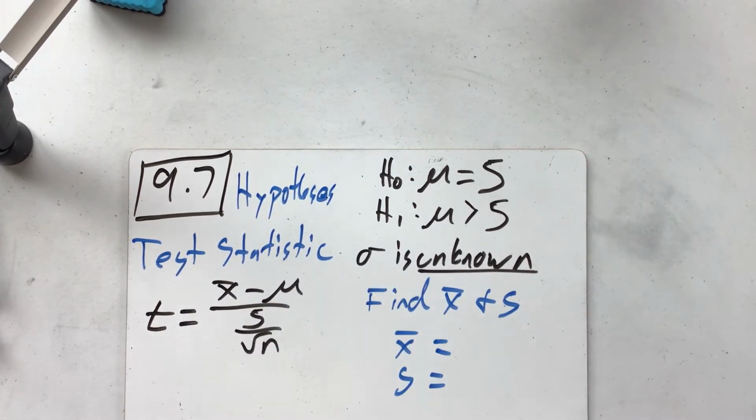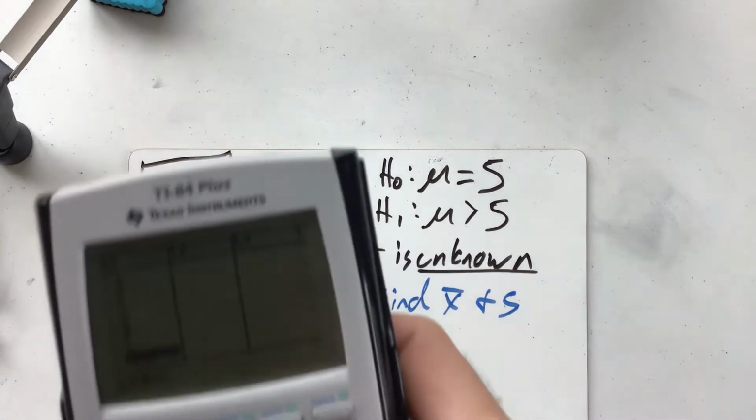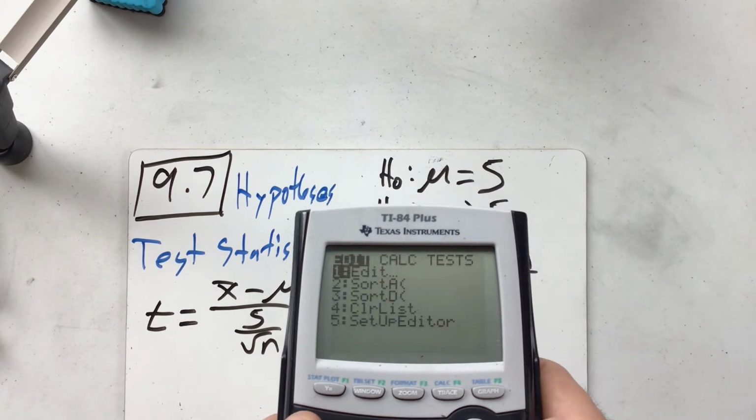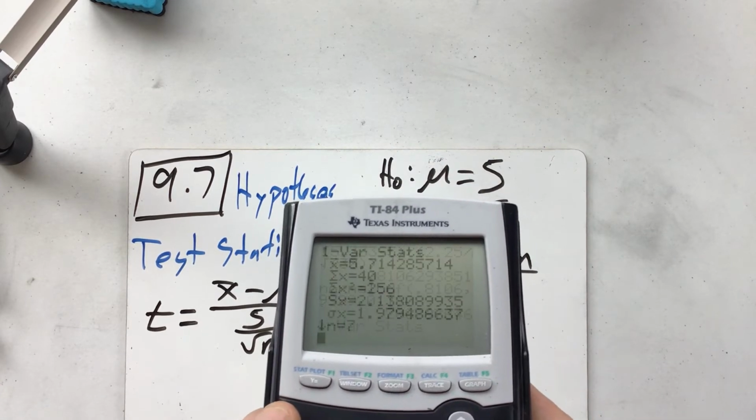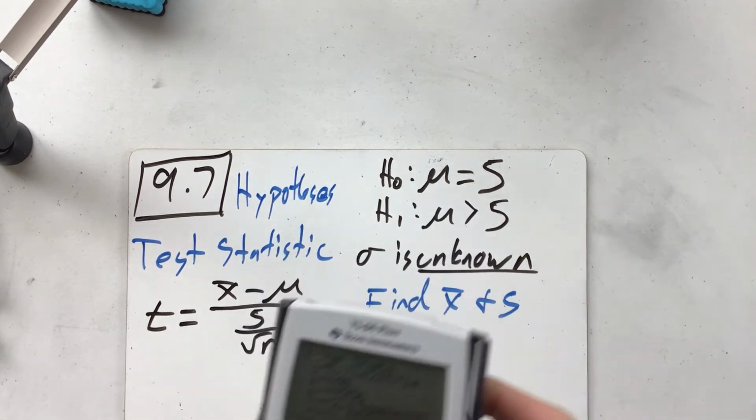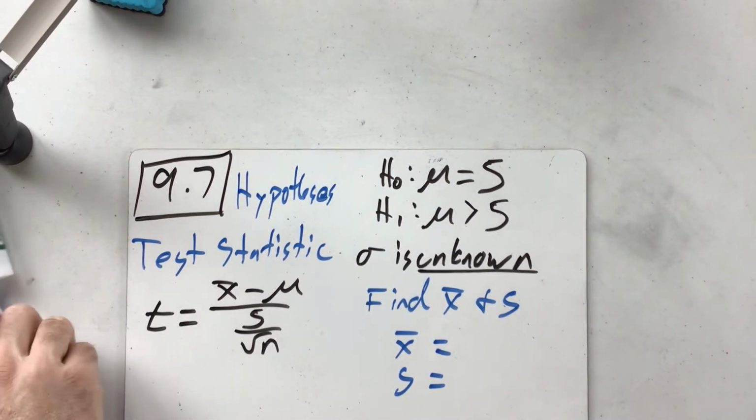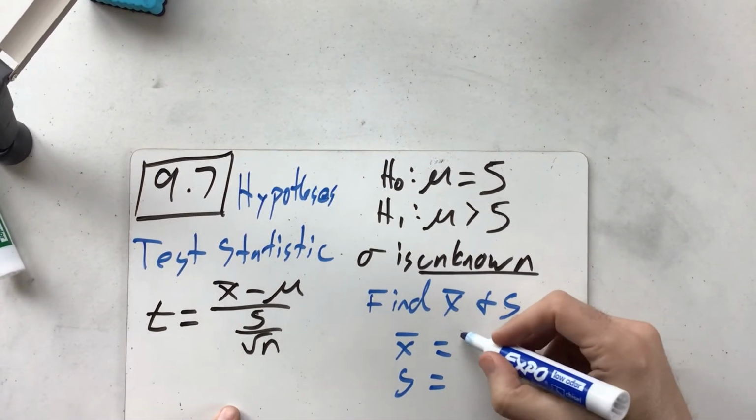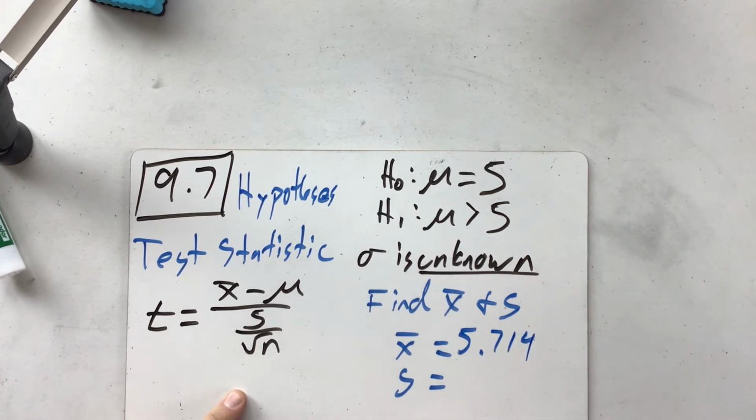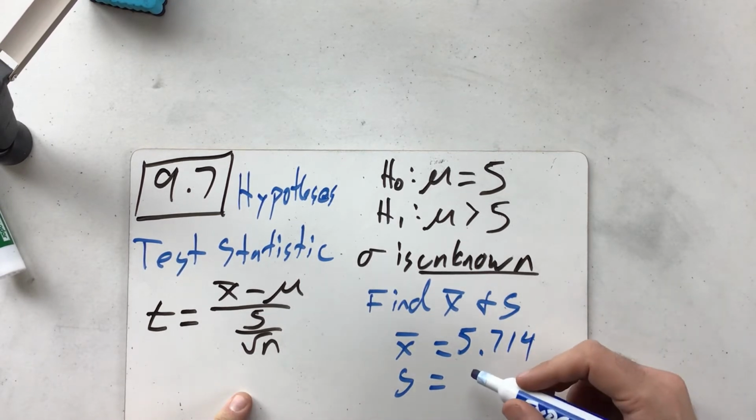And now I have to type my numbers: 6, 5, 5, 3, 8, 9, 4. So there are my numbers written there. And then I'll quit. I'll go back to stat, calc, one variable statistics, and hit enter. And there we can see our x bar, and we can see our s. So I will write those down. And so x bar was 5.714, and s was 2.138.